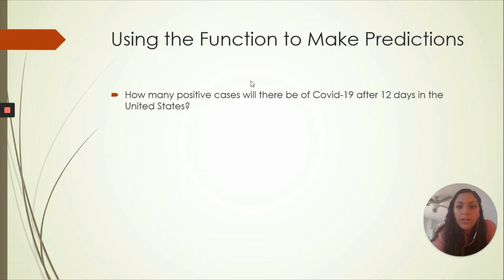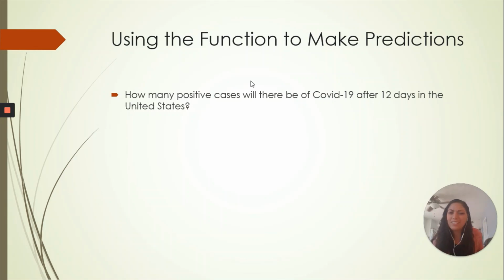So why do we want to be able to make an equation? We want to write a function because then we can use that function to make predictions, right? And we want to know what's going on in our world right now, and we can kind of calculate it on our own. So let's take a look. Using that equation, how many positive cases will there be of COVID-19 after 12 days in the United States?